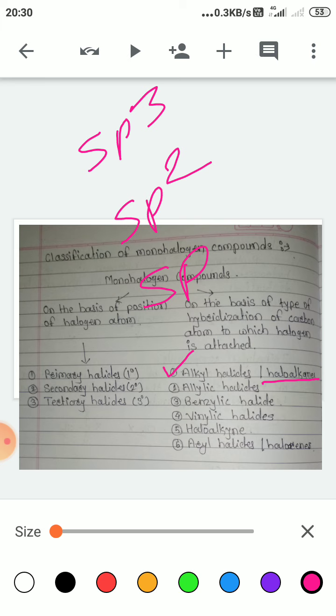Then the second one, after haloalkanes, is haloalkenes. Vinylic halides are nothing but the haloalkenes. Then haloalkynes, then aryl halides or haloarenes, and then remember allylic halides and benzylic halides. Now we'll see one by one the definition with an example of all these types of monohalogen compounds.